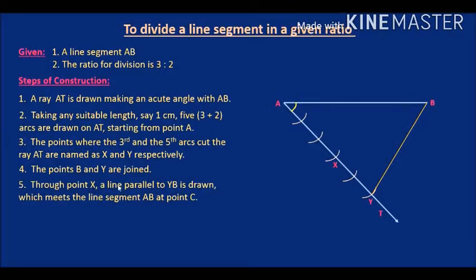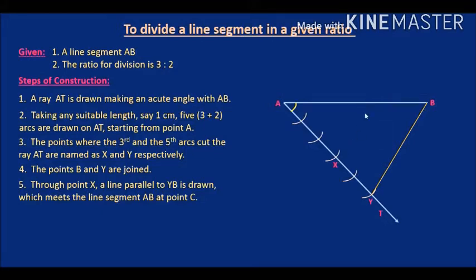Next step: through the point X, a line parallel to YB is drawn which meets the line segment AB at the point C. So at the point X, you have to draw the parallel line which meets the line segment AB at the point C.